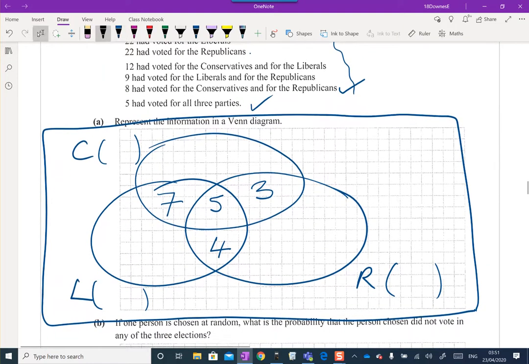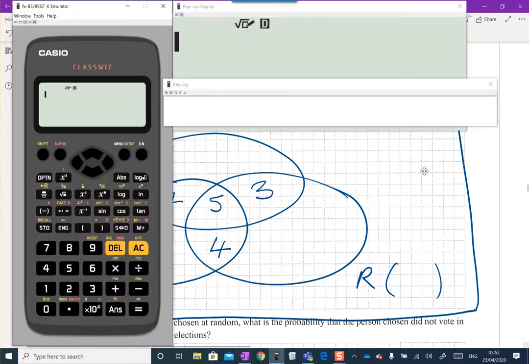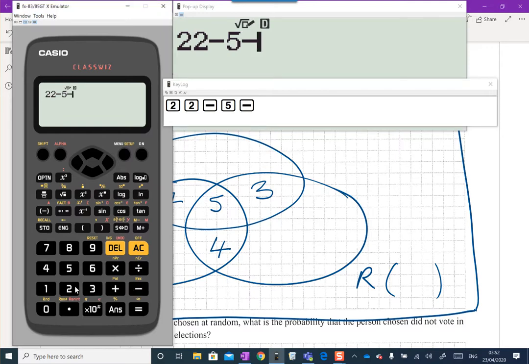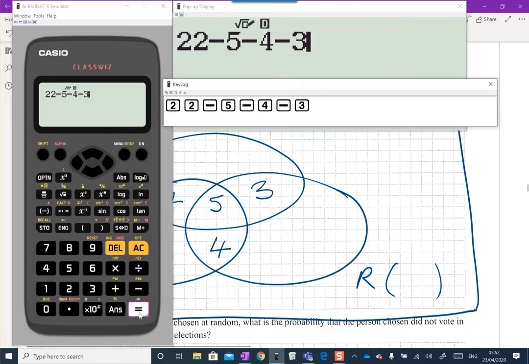22 for the Republicans. So I need to get 22 take away this. Now you'll do this at your own pace, and you can take it away piecewise. But I think the best thing is I'll put in the calculator. I know you're astonished by this, and of course I could do it in another way. But I'm trying to get 22, take 5, take 4, and take 3. The main thing is you can do this on a calculator, and you know why you're doing this, to get an answer of 10.